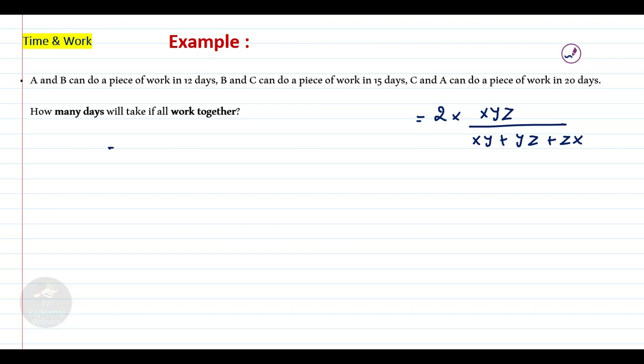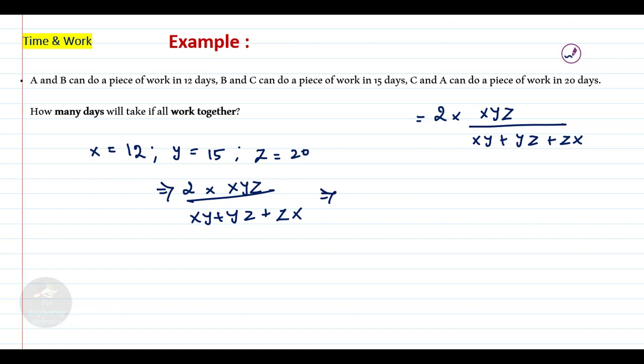So just we can first write the value of x. What is the value of x? A and B can do a piece of work in 12 days, so that is our x. So similarly y, what is the value of y? B and C can do the piece of work in 15 days, so that's our y. So what's our z? Z is 20 days. Okay, these are the values. So we have written the formula, and we can just substitute the values over here.